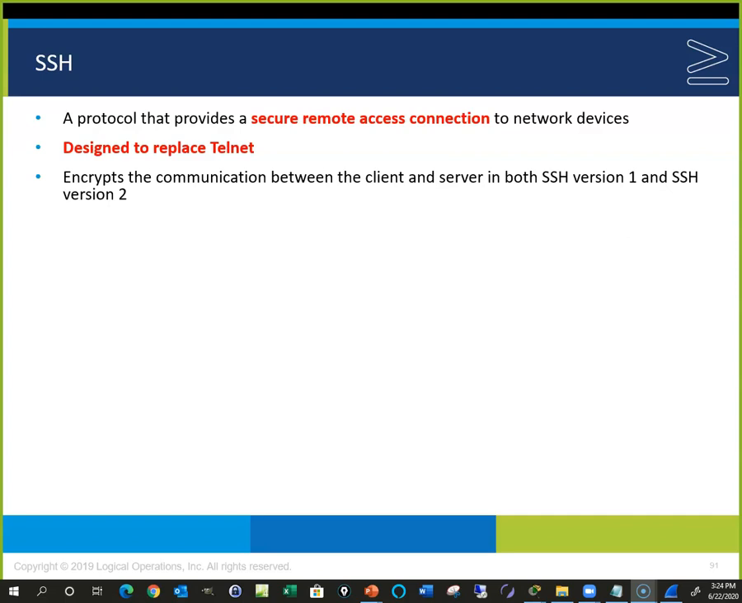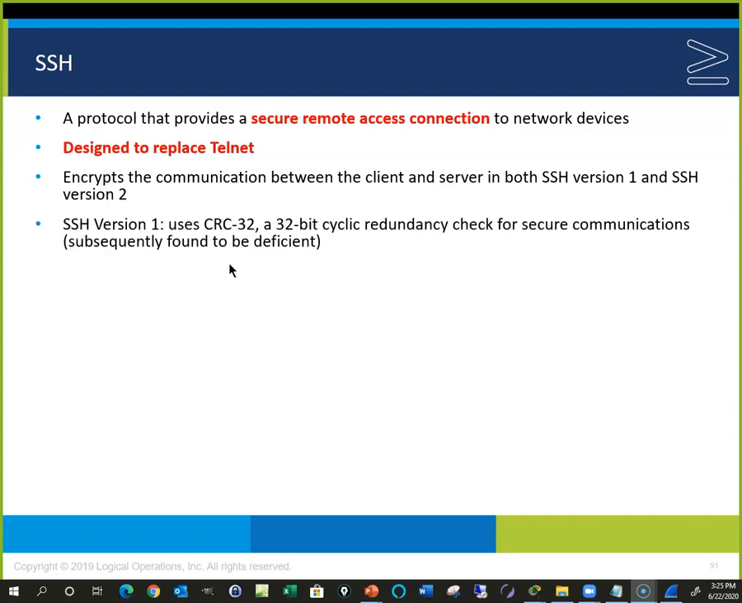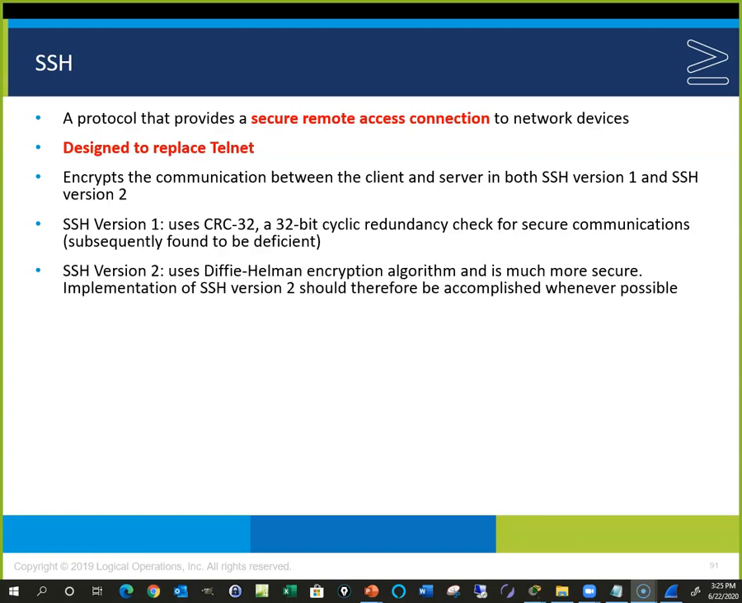It encrypts the communication between the client and the server in both versions, version 1 and version 2, and they're not compatible with each other. Everything needs to be version 1 or version 2. Version 1 uses a CRC32 cyclical redundancy check for secure communications, and it was found to be deficient, so SSH version 2 uses the Diffie-Hellman encryption algorithm. It's a more secure implementation, so that's the one that we should be using.